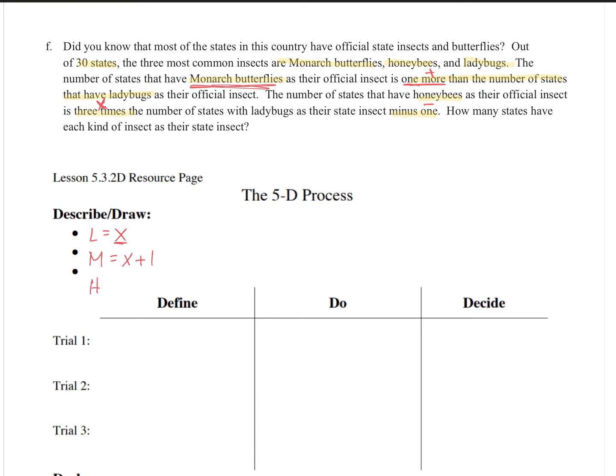And this one is a little bit more complicated, but it's not too bad. The number of states that have honeybees as their official insect is three times the number of states with ladybugs. So if ladybugs is X, this is three times X or 3X. Minus one. They kind of snuck that minus one in at the end. So we're subtracting one. Now we have everything we need to answer this question.